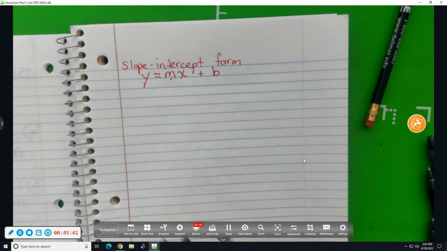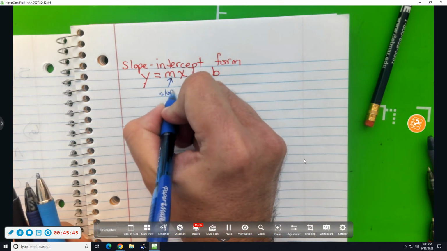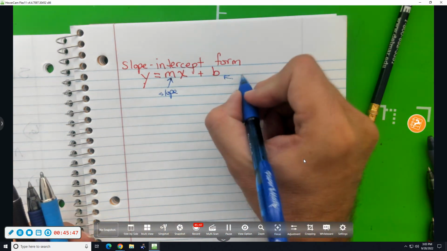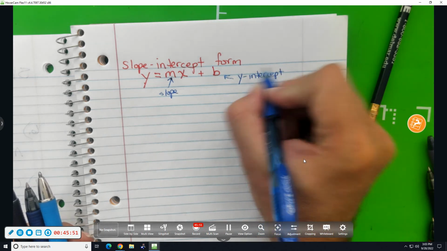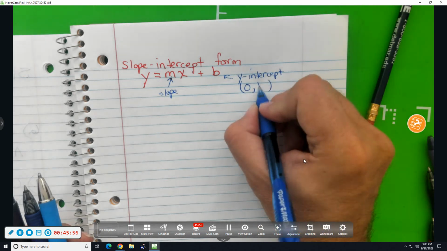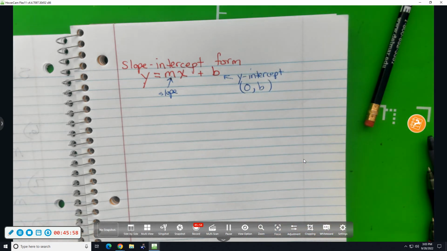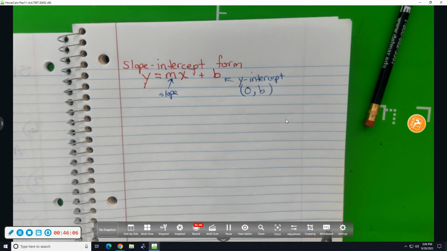what's crossing the y-axis. I'm just going to say slope here, and y-intercept, well, really the y-intercept would be 0, comma, that number b. Remember, every point on the y-axis has an x value of 0. Otherwise, it wouldn't be on the y-axis. You'd move left to right.